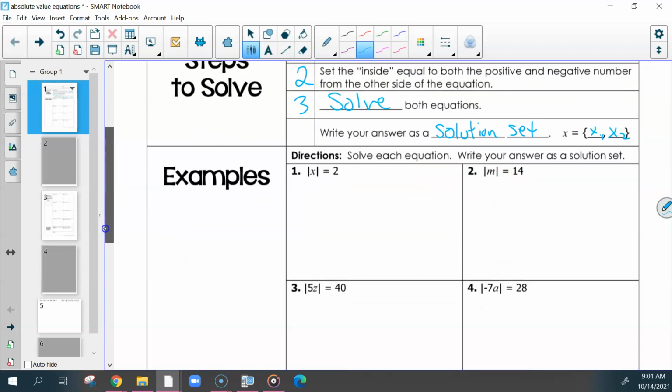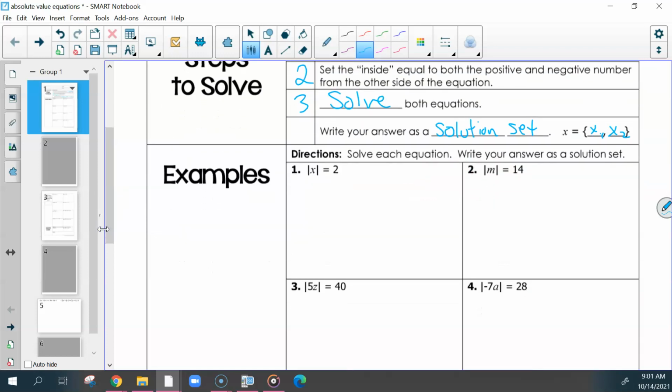So for number 1, isolate the absolute value signs. There's nothing outside of the absolute value sign, so we don't need to do that. We can say, okay, check. Set the inside equal to both the positive and negative. Right now, the only inside is x. So we would set that to a +2 and a -2.